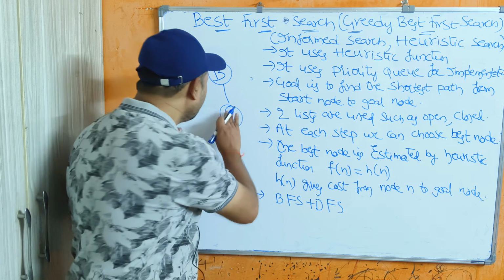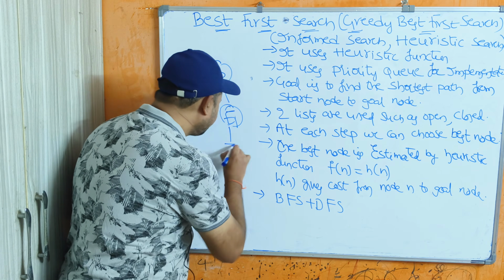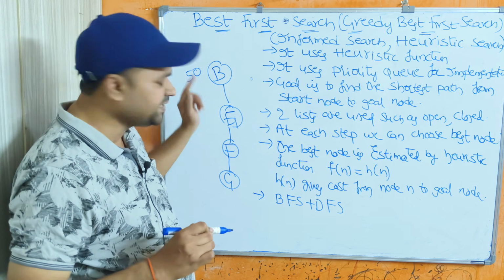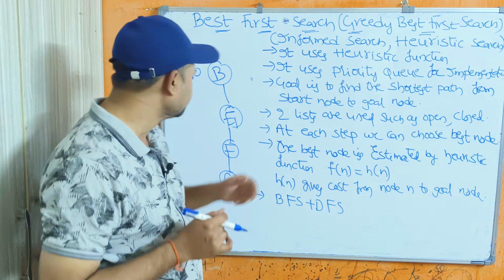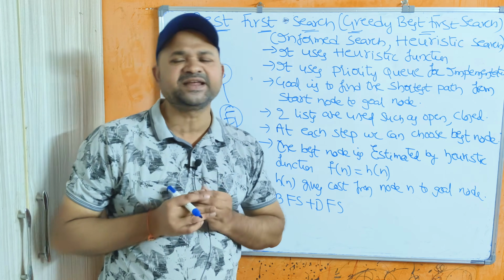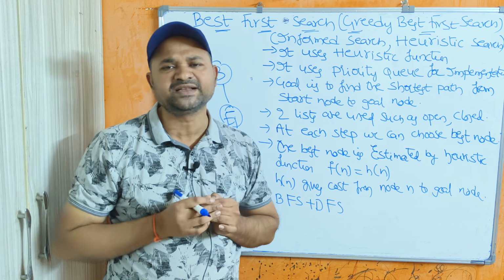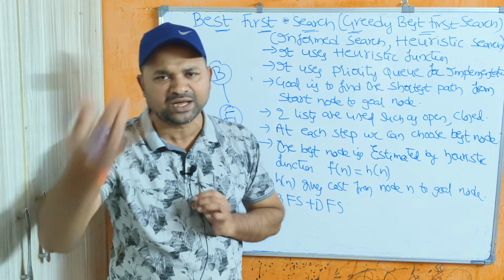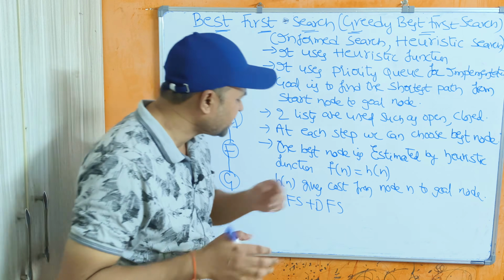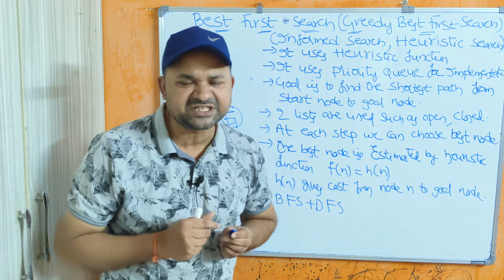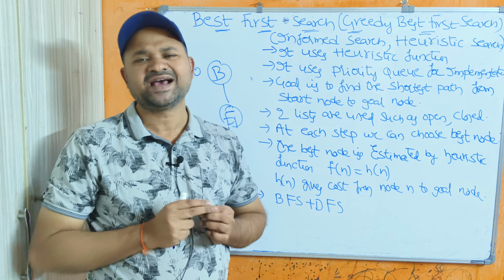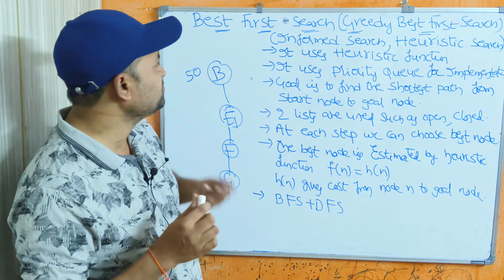So here this is the goal node. Let us have E, F, H. Here B is node n, G is the goal node. The heuristic value of B is 50, that is h(n). Heuristic value means the cost from that node n to the goal node. Best first search is nothing but a combination of breadth first search and depth first search. So the advantages of breadth first search as well as depth first search will be used here.